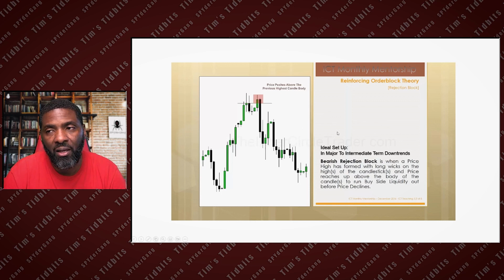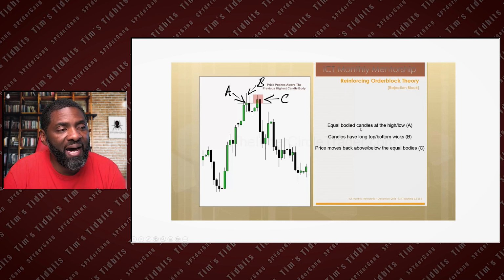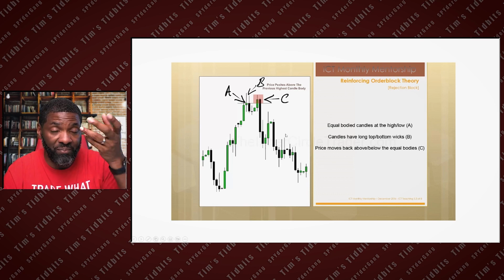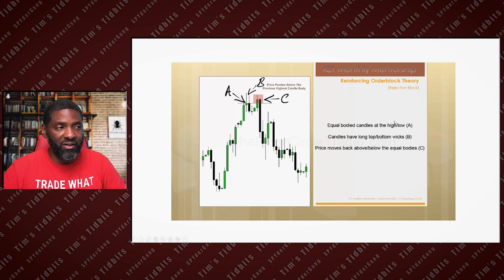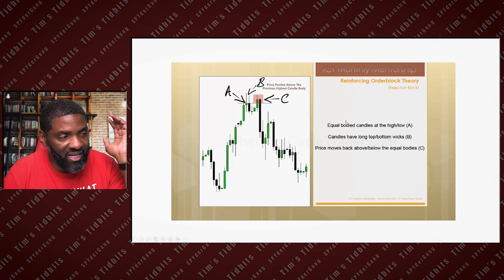Now, let's see how little Timmy Rogers thinks about it. Equal bodied candles at the high or the low, because it works just flipped on its head. At A, you've got equal body candles. The bodies are the equal height, and the candles have long top or bottom wicks. Bottom wicks are for the bullish version. The bottom wicks will be at the low. The top wicks are at the high.